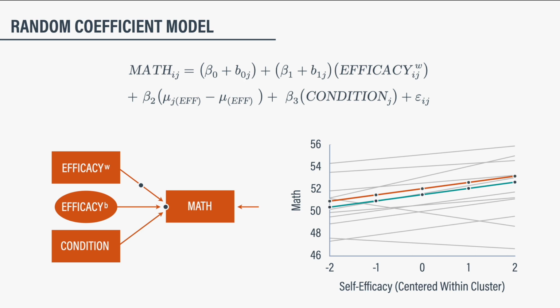Now let's expand the example by specifying a random coefficient model where the effect of within cluster centered self-efficacy varies across students at level 2. The regression equation and the path diagram look like this. Looking at the spaghetti plot in the lower right, each student now has a unique self-efficacy slope. In the equation, the lowercase b1j is a cluster level residual capturing the difference between a student's specific slope and beta 1, which is the average slope. In the path diagram, the black dot on self-efficacy's directed arrow represents the random coefficient.